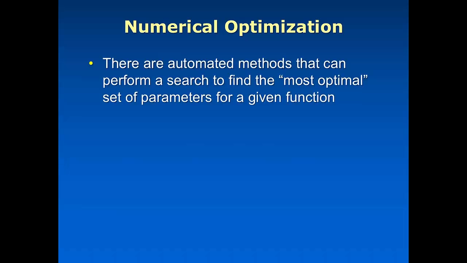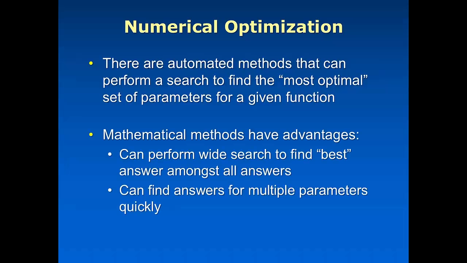Well, there are automated methods that can be used to do the same thing, and that's what the GPSX Optimizer tool is. It can perform a search for you and find the absolute most optimal set of parameters for a given objective function that you have defined.